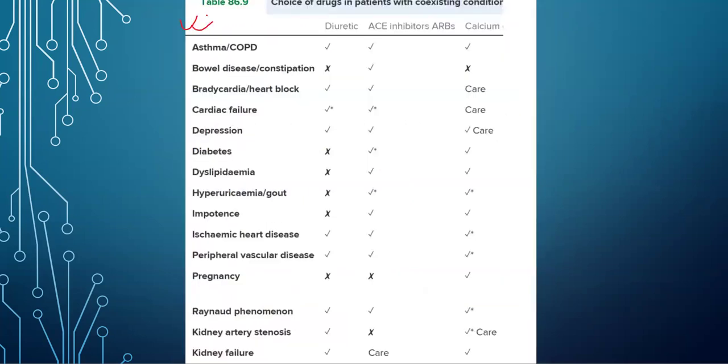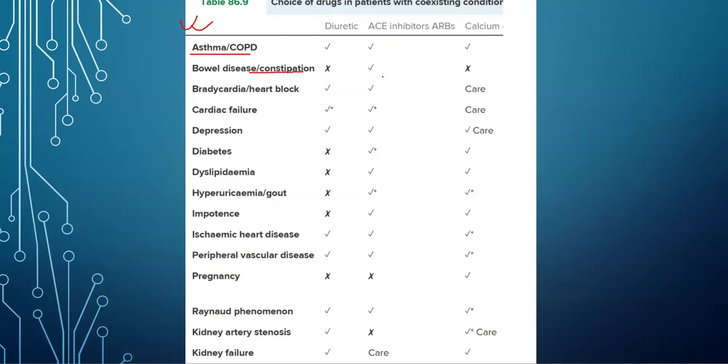Now this is a very important table for your exam and a lot of questions come from here. There are some particular conditions where we choose a particular antihypertensive. For a patient who has asthma or COPD, we don't choose a beta blocker because it can cause bronchoconstriction. So for asthma and COPD, beta blocker is not best. Any of the others is okay.